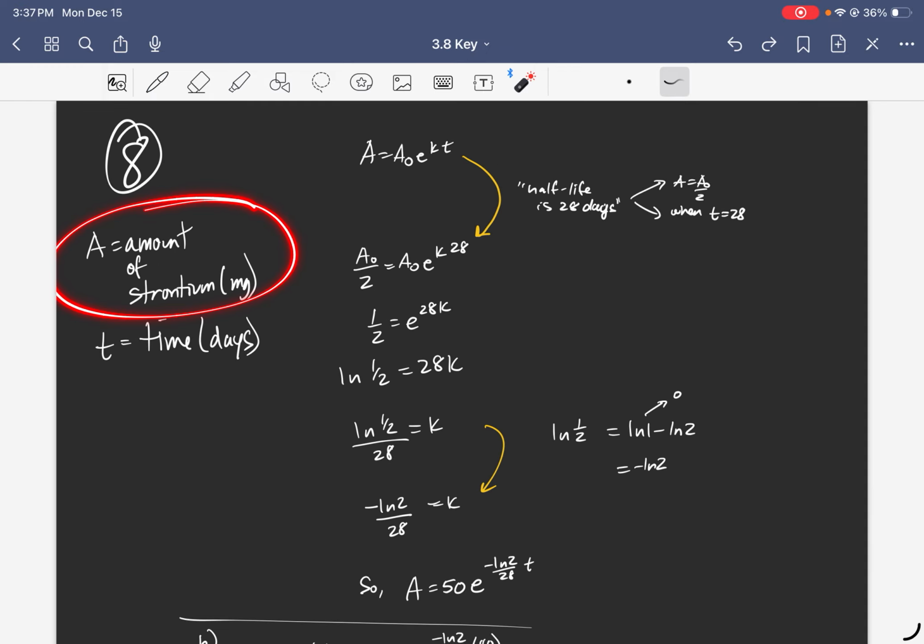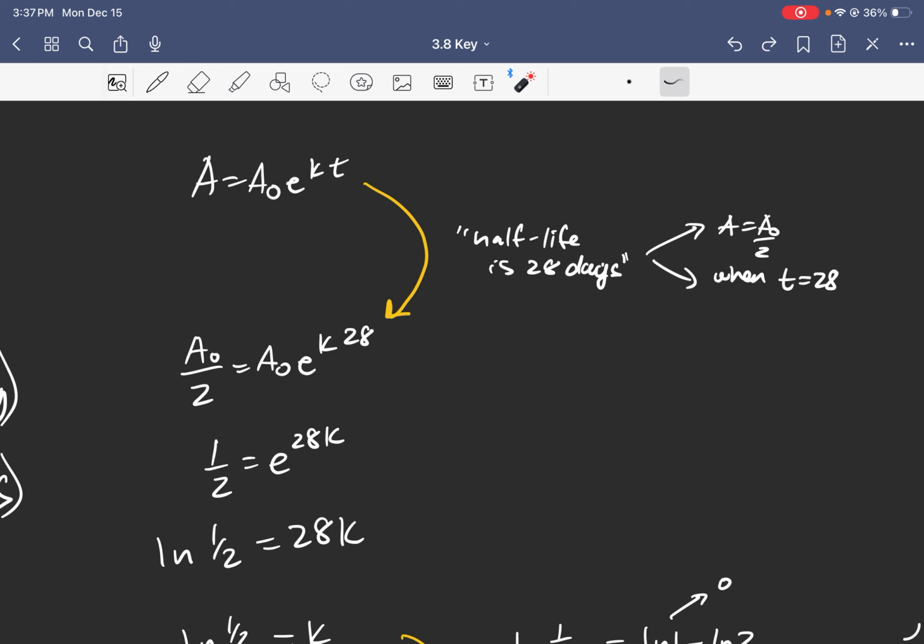For number 8, if this is the amount of strontium in milligrams and T is time in days, they tell me that it has a half-life. And this is the half-life formula. It's just an exponential decay type formula. So if this is my formula, well, if the half-life is 28 days, that means the amount that we get out is initial divided by 2 when T is 28. So initial divided by 2 happens after 28 days.